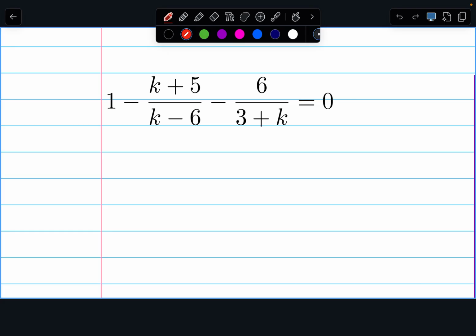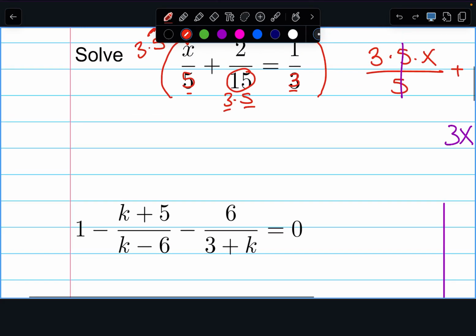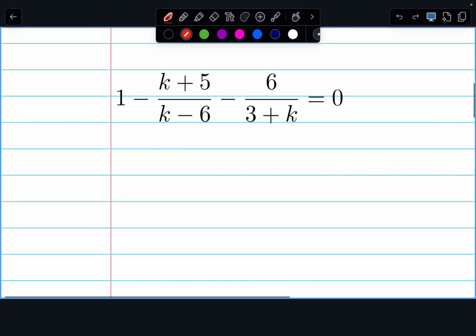Well, I do want to get rid of that binomial. I want to be able to cancel out just like I did that 3 and that 5. So I am going to multiply still. That doesn't change. I have to make sure I multiply the entire problem. And I'm going to multiply it by k minus 6. And that k minus 6 will allow me to get rid of this k minus 6. And so that denominator will go away.